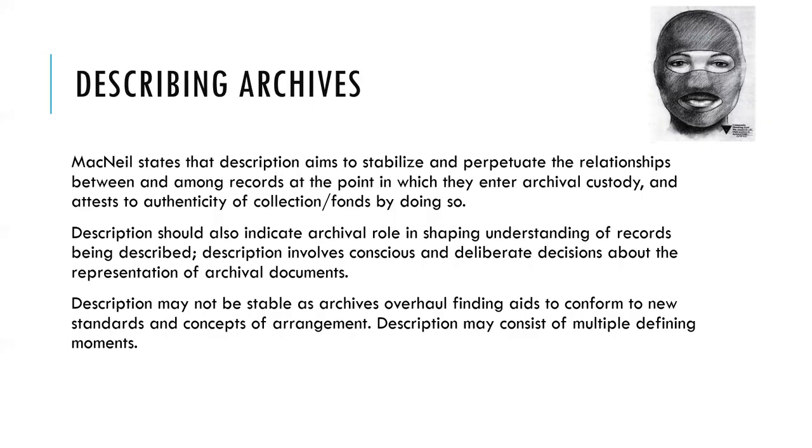Another thing that McNeil really promotes is the idea of description indicating the archival role in shaping the understanding of the records being described. And again, this idea that description involves conscious and deliberate decisions about how archival documents are represented. So it really goes back to the idea of transparency. So we talked about archivists being transparent with their appraisal decisions earlier on in this course, and McNeil argues, and I would agree strongly, that it's important for archivists to be transparent about what decisions they made when arranging and describing records. So why did they choose to describe records in a particular way?